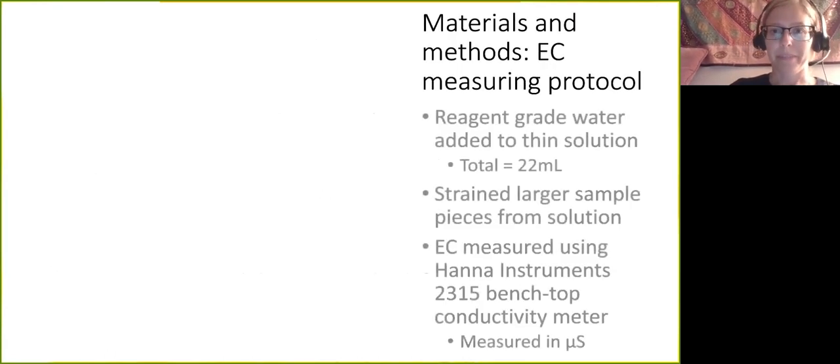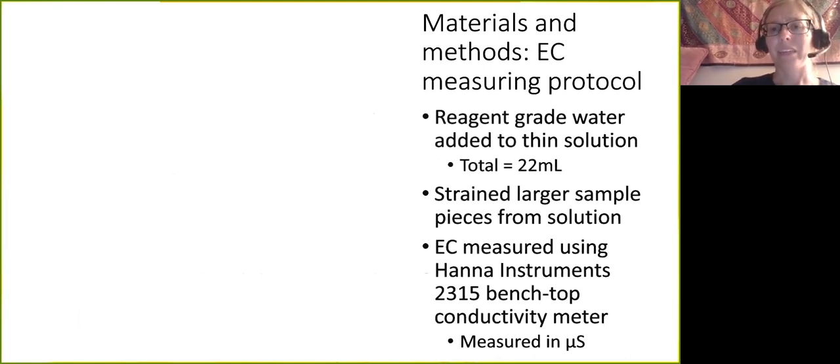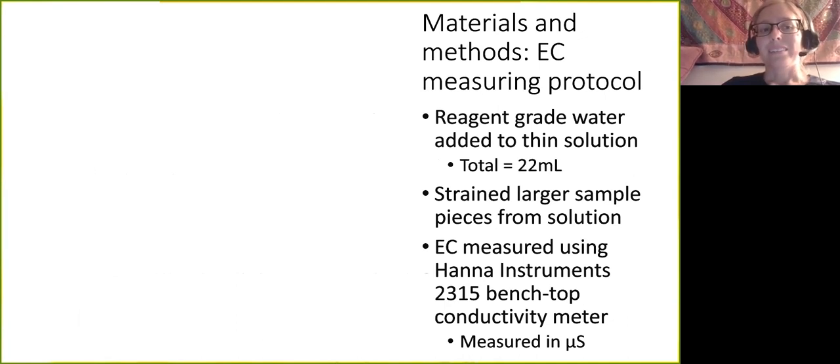So just a little more information on this whole protocol. After those 72 hours, it had turned out that the leaf solution had really thickened. So I added more reagent grade water to it to thin the solution. I ended up having a total of 22 mL of water in the solution. I then tried to strain out larger sample pieces from the solution, not super successfully, but I got some of the bigger ones. I was hoping to not interfere with the EC measurements when taking those measurements.